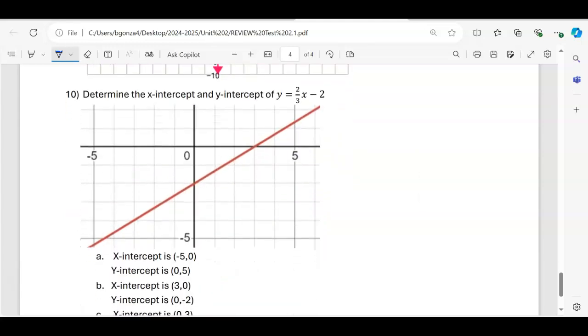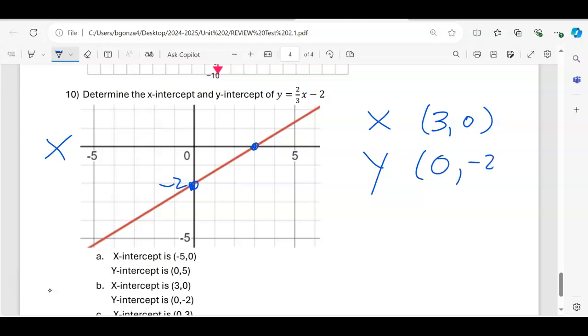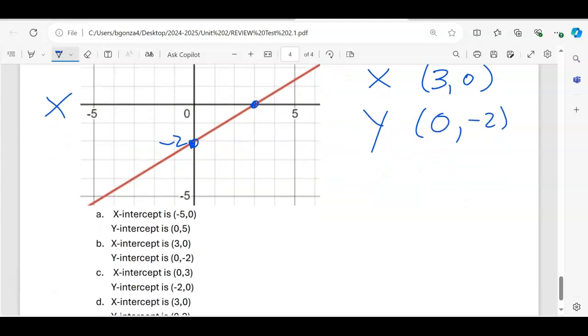And number 10, determine the x-intercept and the y-intercept. So the x-intercept is here at 3, 0, x before y. The y-intercept is down here, not 2, that's negative. It's below, so -2. 3, 0, and 0, -2 would have to be B.